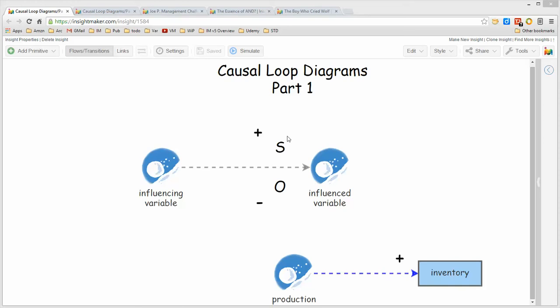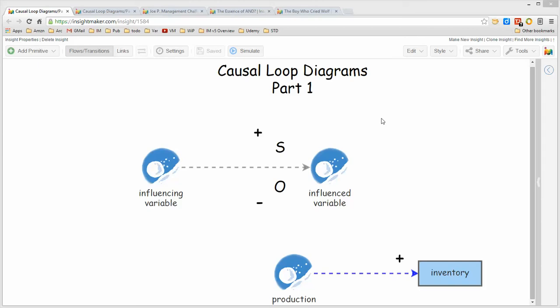If you think about the influence between two variables, there's only two types of influence that can happen. And the question is that if the influencing variable increases, what will happen to the influenced variable? And it can change in the same direction, the reason for the S notation. So if this increases, changes in the same direction. Or if this increases and this decreases, then it changes in the opposite direction. So it's a same and other notation.